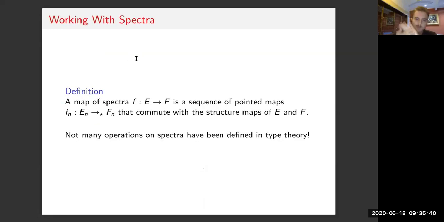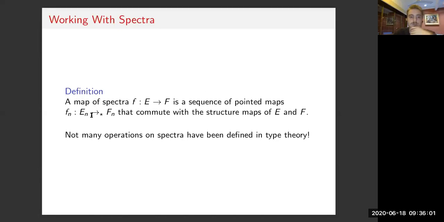Then maps between these things: if you've got two spectra E and F, then a map between them is a sequence of pointed maps that commute with all of the structure maps of E and F. So if you take the structure map and then the (n+1)th map, it's the same as taking the nth map and then the structure map.